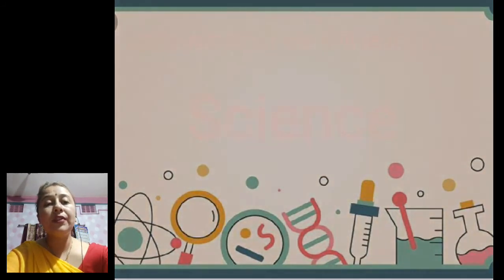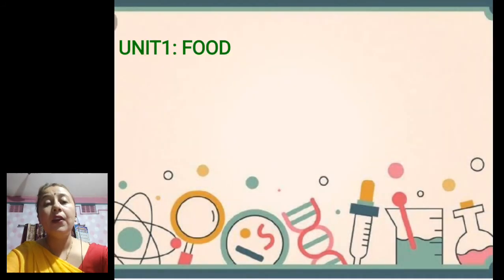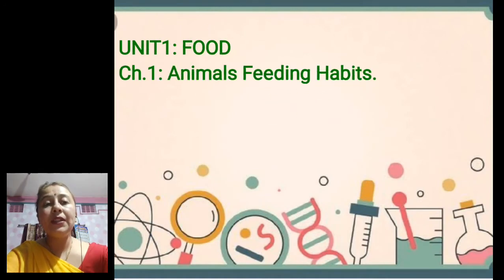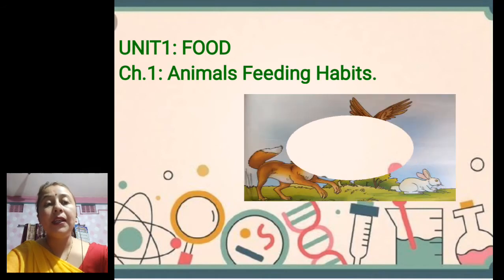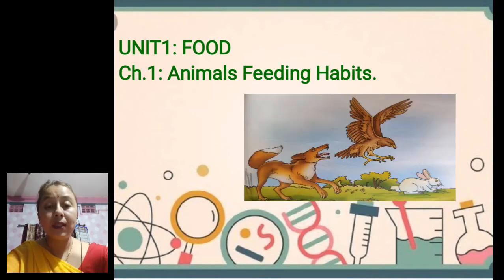So the first chapter is from unit 1, food. The name of the chapter is animals feeding habits. Here we will learn about the different types of animals based on their feeding habits, that means the type of food they eat. We will differentiate the animals based on the type of food they eat.